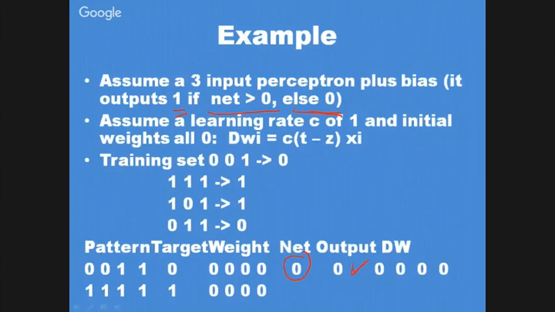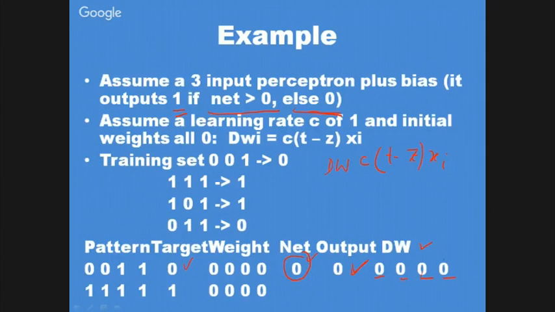So if the output is equal to 0, we know what the formula of dw is. We have C into (T minus Z) into Xi, x1, x2, x3 or x4. So dw1, dw2, dw3 and dw4. Here target is also 0 and net is also 0. That means 0 minus 0 is 0. That means every time you will get dw equal to 0, 0, 0, 0. That we have got for the first one.